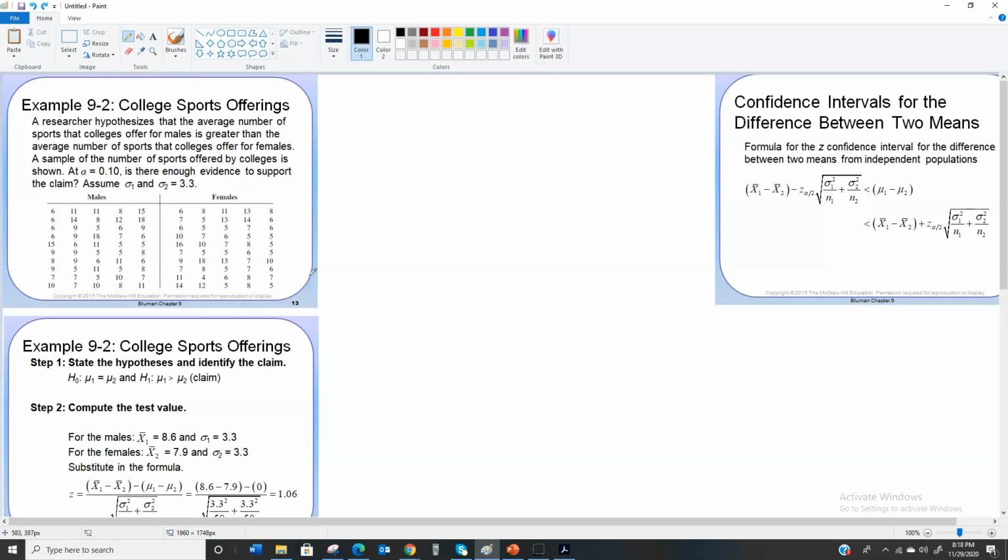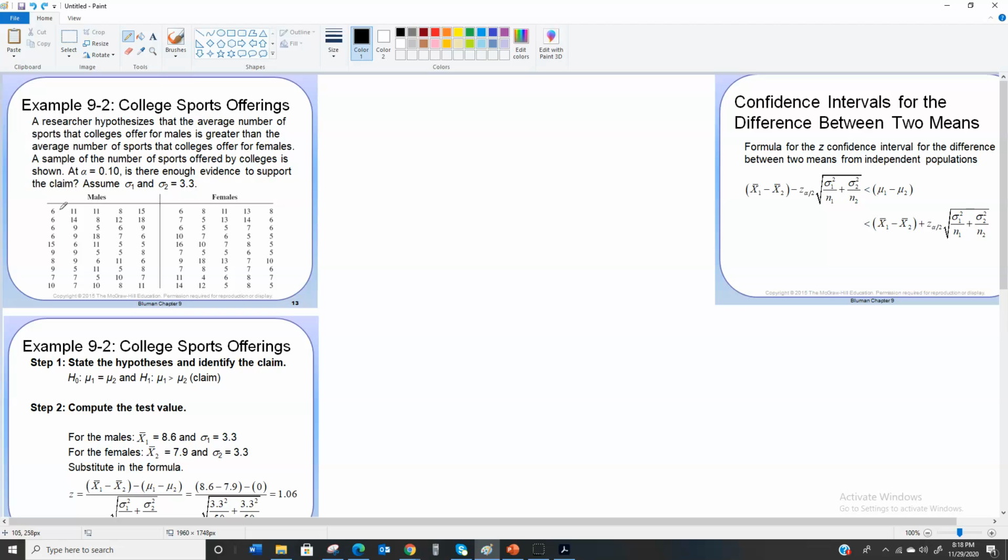Okay. So in this case, it says a researcher hypothesizes that the average number of sports that colleges offer for males is greater than the average number of sports that colleges offer for females. This is probably all based on the federal regulation of Title IX, if you're familiar with that. It says a sample of the number of sports offered by colleges is shown. At alpha equals 0.10, is there enough evidence to support the claim?